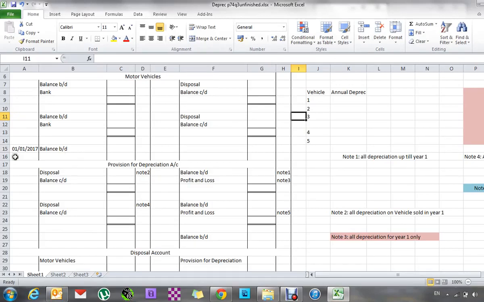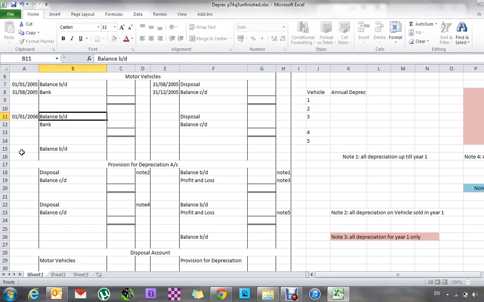So I'm going to start off by doing the opening balances for the motor vehicles account. Look at my date. I'm doing this for 2005-2006, so my opening balance will be 1st of 1st 2005, and my closing balance will be the 31st of the 12th 2005. Then the disposal happened on the 31st of the 8th 2005, and then the bank, so that's when I bought my replacement one, happened on the same date. So I'll then have a balance BD at the beginning of 06, and I'll have a closing balance for 06.